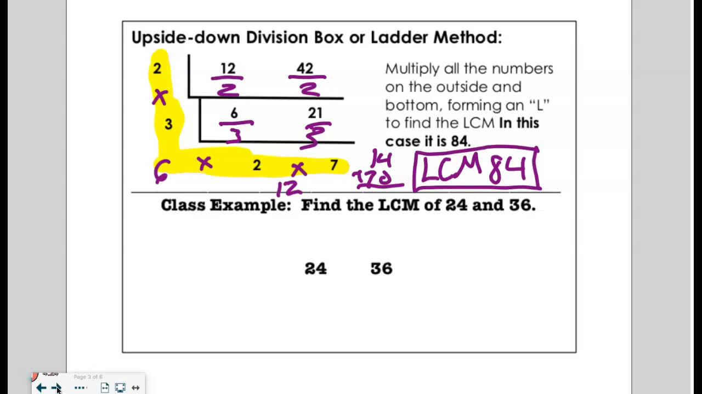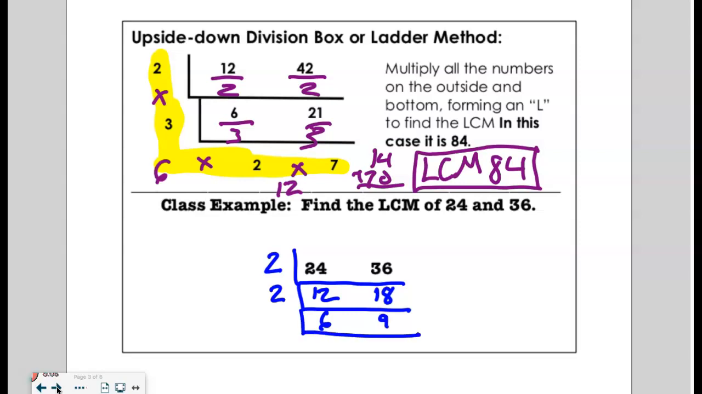Let's try that with 24 and 36. So we have 24, 36. The smallest prime number that can go into both 24 and 36 is 2. So half of 24 is 12. Half of 36 is 18. So what is our smallest prime number that can go into 12 and 18? It's 2 again. So 2 goes into 12 6 times. 2 goes into 18 9 times.